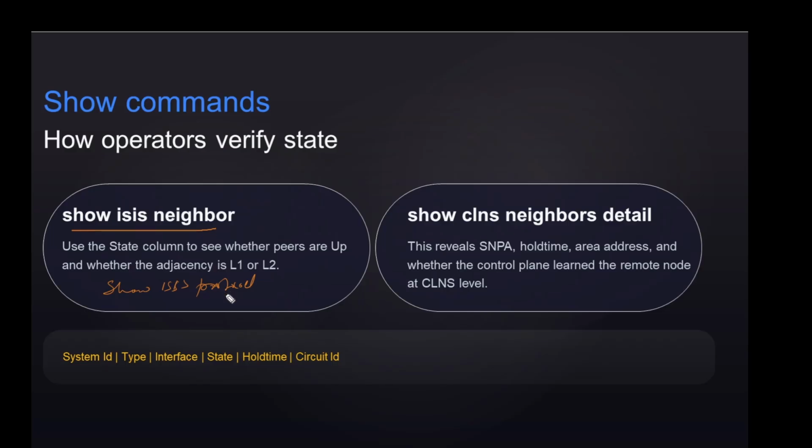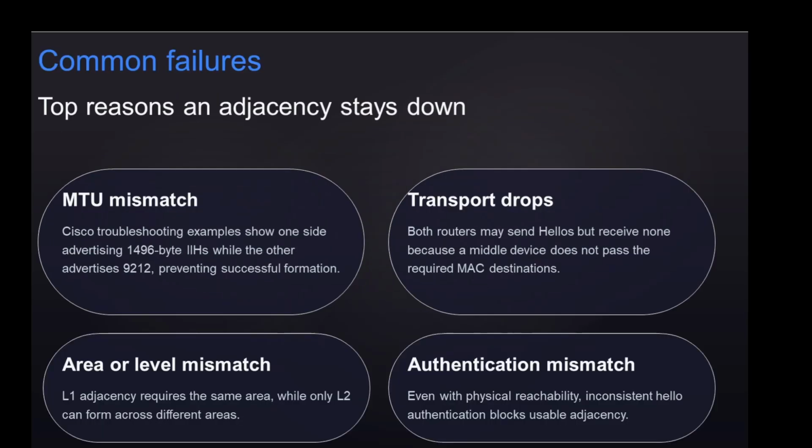So we will go over these commands when we get into the lab section and discuss some common failures on why two IS-IS routers would not form adjacency. One of the most common reasons is the area or level mismatch. There are certain rules when it comes to adjacency between two IS-IS running routers.